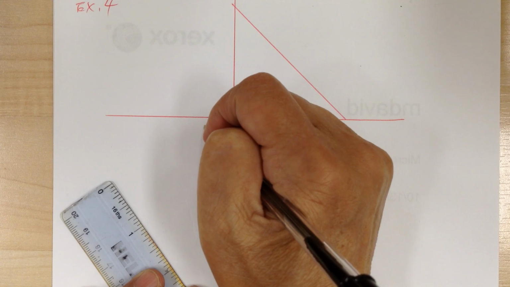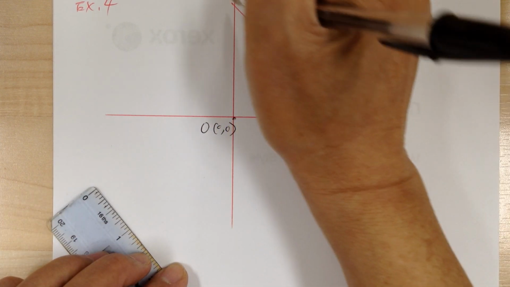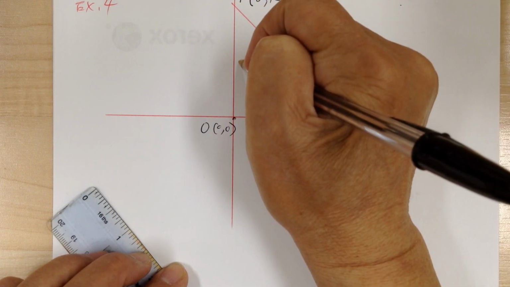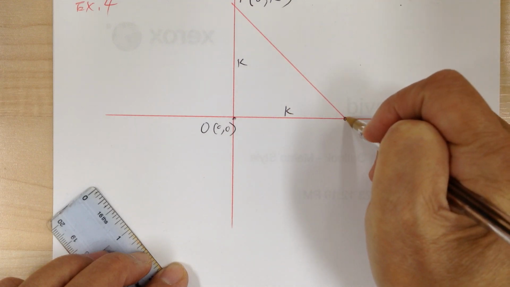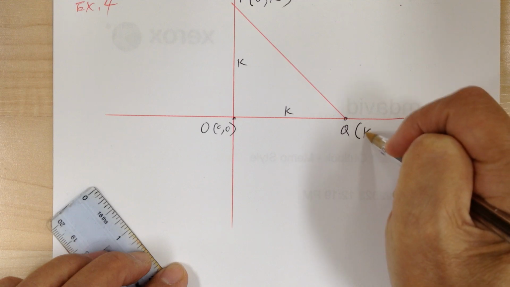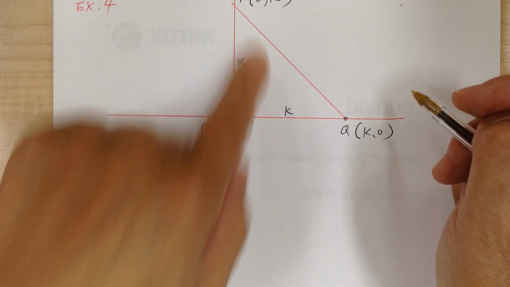Okay, so this is the O that stands for origin, 0, 0. And this is point P at 0, k. And so this is the length of k, and this is the length of k. Again, you want to label things so they help you to visualize and make things a bit easier. Okay, so find the length of the hypotenuse.